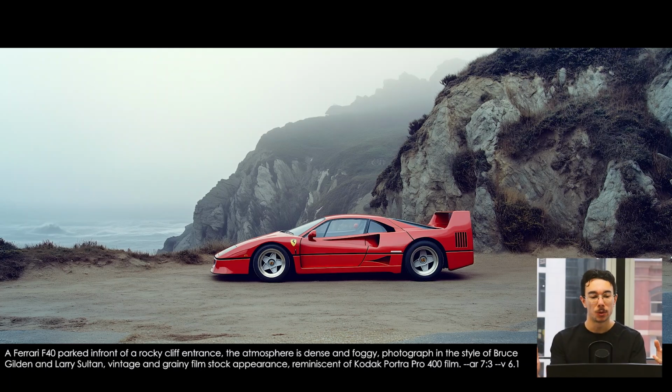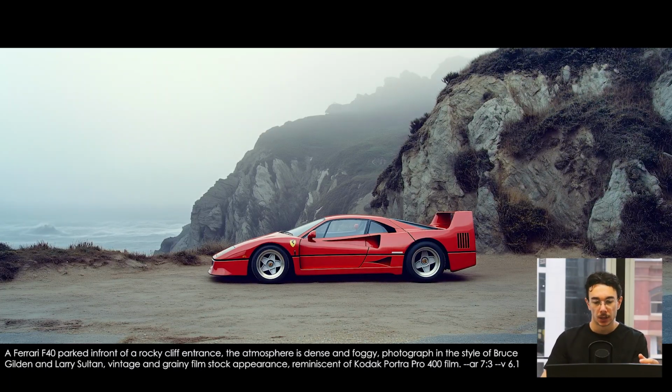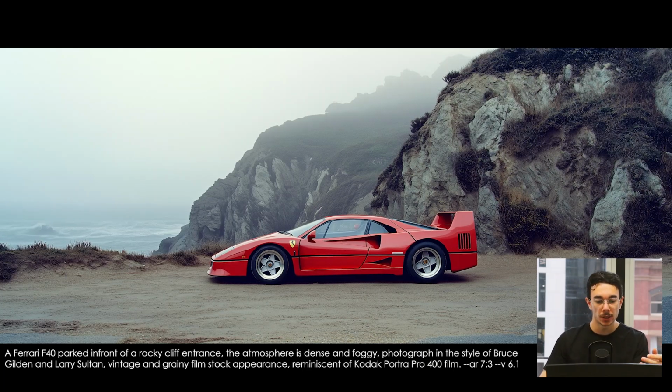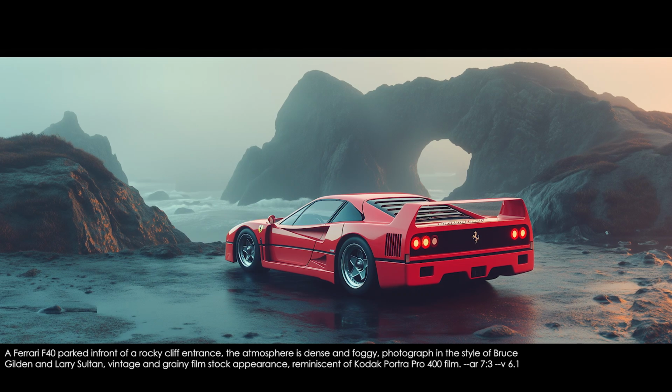So you just want to keep these prompts really short and then just run lots of variations of it. A lot of these ones took me many variations and running it over and over again to get something good.